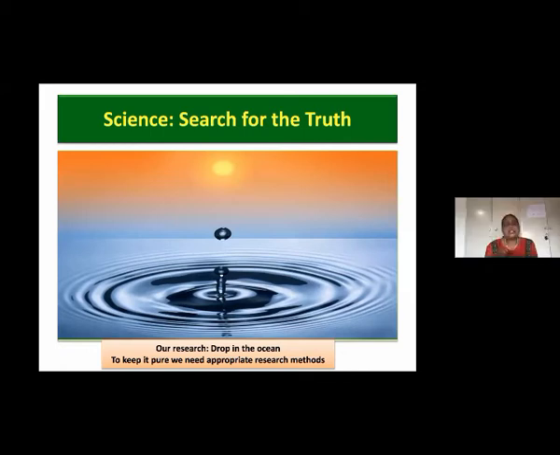Research is science which is searching for truth. So you in your lifetime are going to add one drop of truth to the whole truth. And that drop should not be contaminated. That drop should be as pure as possible. So our research is going to be a drop in the ocean of research which has been done for years together and which will be done later on also. So we have to keep it pure, for which we need to understand appropriate research methods.